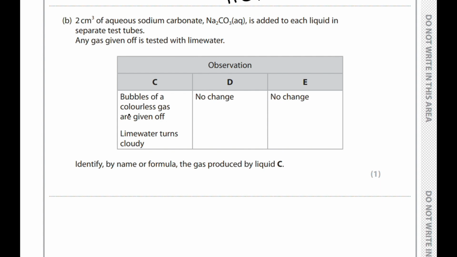Okay. Now D, no change, and in E there is no change. So identify by name or formula the gas produced by liquid C. Yes, the gas that turns lime water milky, it's very common. Carbon dioxide gas.